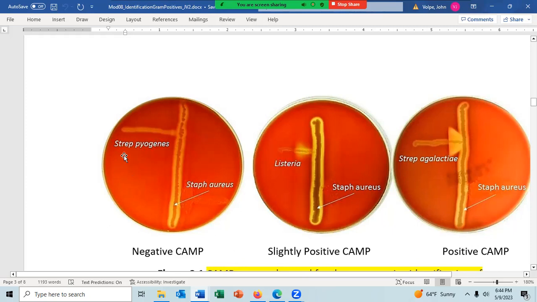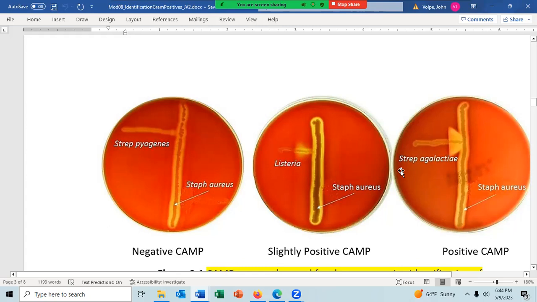You then streak the bacteria you're testing this way, and this is Streptococcus pyogenes, and it has no enhanced hemolysis in the CAMP test. Any question about any of that? It is beta hemolytic, but there's no enhanced hemolysis. Listeria, on the other hand, in this part of the streak, away from Staphylococcus aureus, there is no enhanced hemolysis, but in this region of the streak, there is slight enhanced hemolysis.